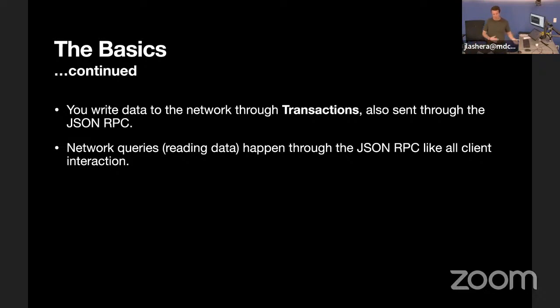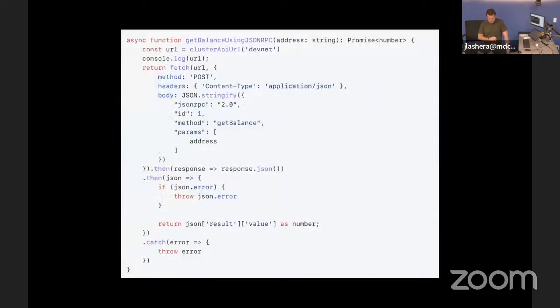Network queries are a little bit simpler, but they also happen through the JSON RPC, and they're not too bad, but they still come with a bit of boilerplate. So, for example, this is a TypeScript example of what it might look like to get the balance of an account on Solana using JSON RPC. Pretty extensive boilerplate, right? No one wants that.